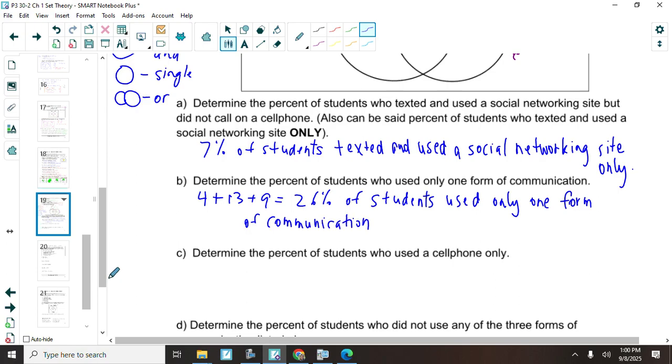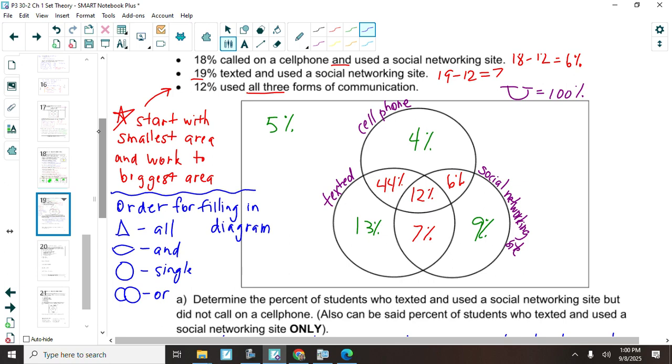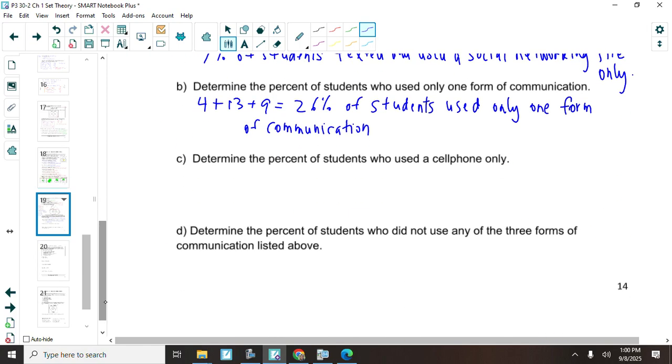Determine the percentage of students who used a cell phone only. Cell phone only, 4%. So this is our only space right here. 4% of students use a cell phone only.